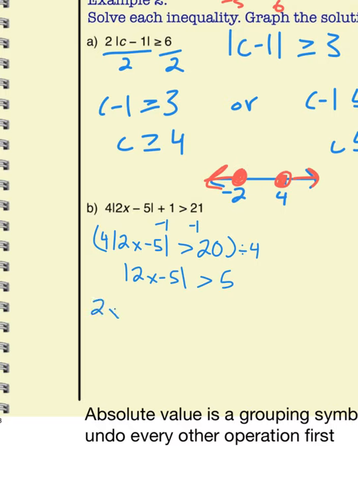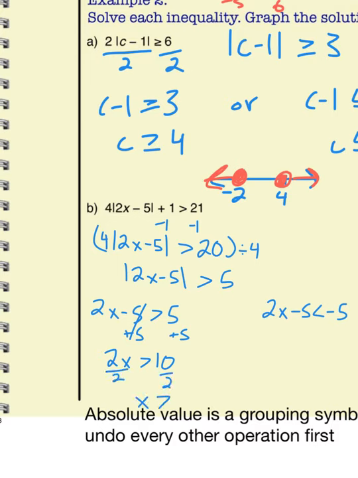So we're going to set up 2x minus 5 is greater than 5, or 2x minus 5 is less than negative 5. To solve for x, we have to get it by itself. First thing I'm going to do is undo this subtraction by adding 5 to both sides. So now I have 2x is greater than 10. And next we're going to divide by 2. So I have x is greater than 10 divided by 2, which is 5.